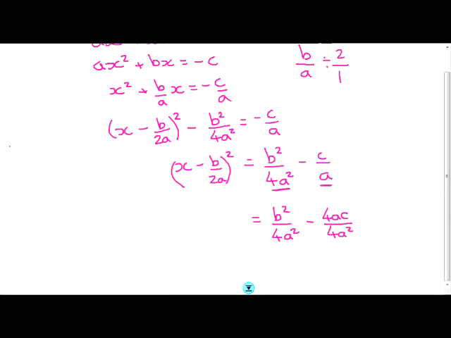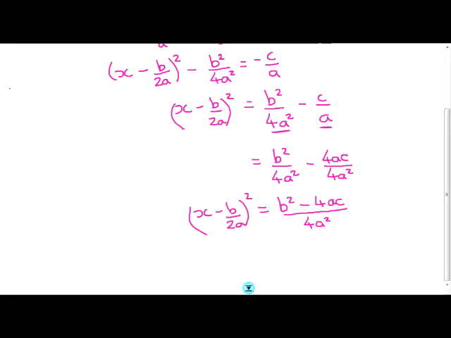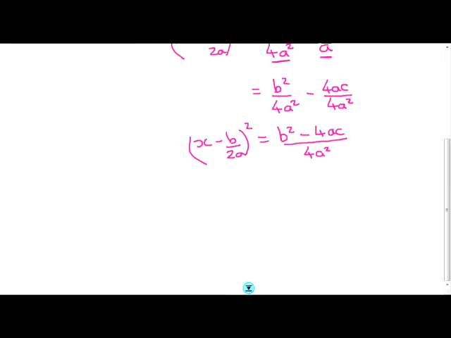Again, it's getting really close to the formula. Now when we've got the denominators the same, we can combine these. So that's the same as this. Okay, and let's just bring this bit down. Normally we'd get rid of the squared now, so let's do that. I need to square root everything on this right hand side. I'm going to do it like this.